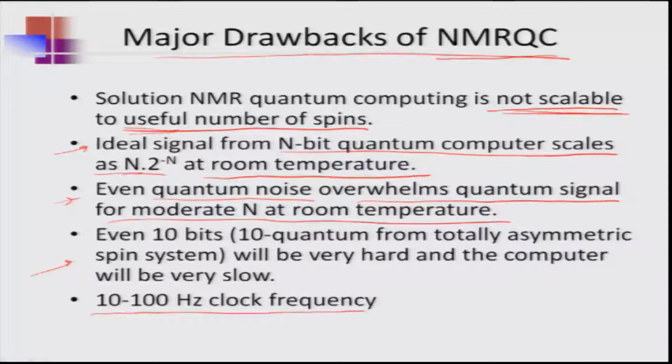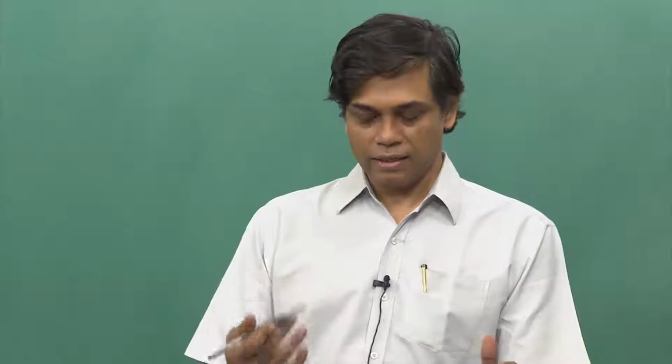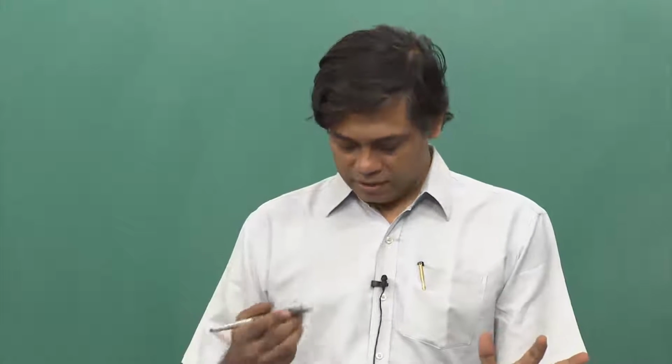The clock frequency is roughly 10 to 100 hertz, because overall NMR is a slow process. Whenever you want to reset the qubit, that also takes a lot of time, and therefore the frequency at which you can actually do computing is quite slow. And so solving a problem and then looking at a different one becomes quite slow in some sense, and therefore, as a demonstration it may be fine, but it is difficult to think of it as a future realistic quantum computer.